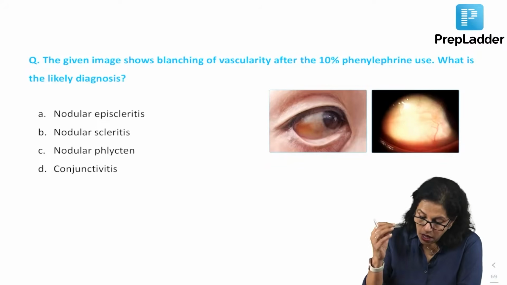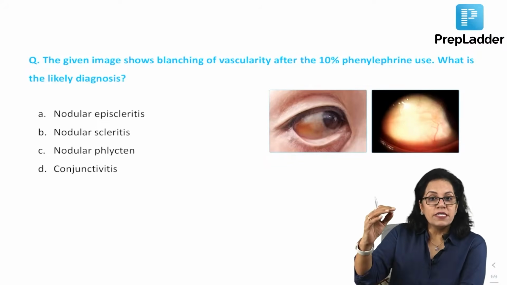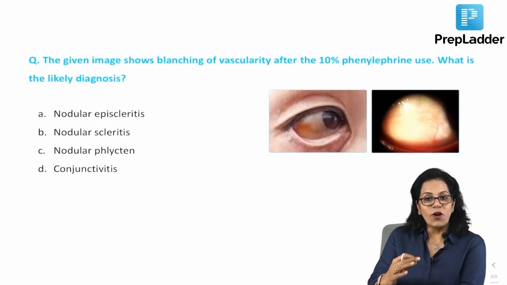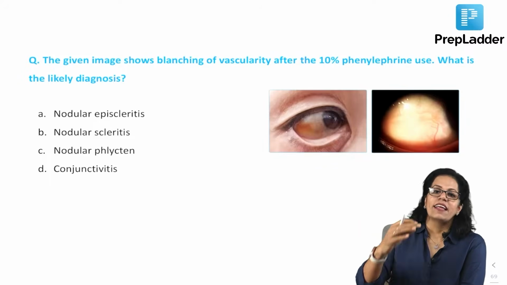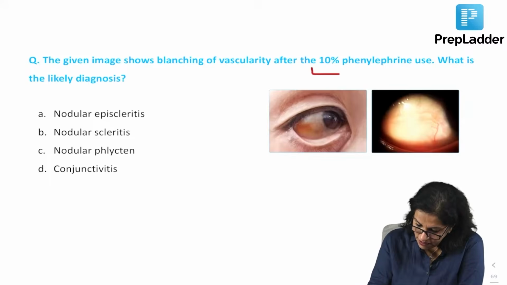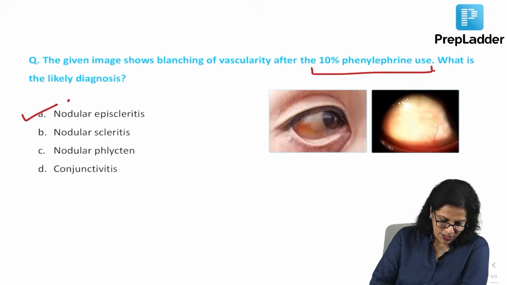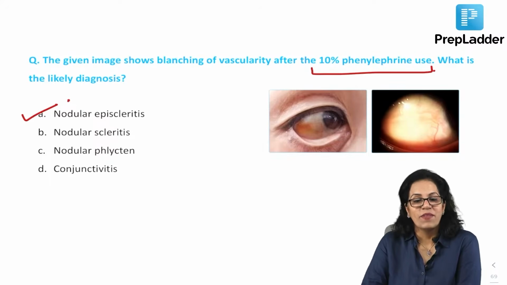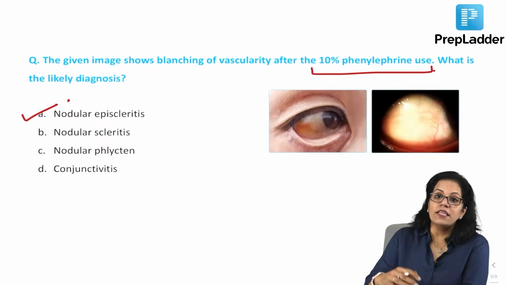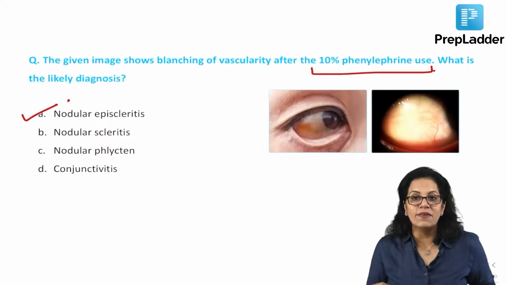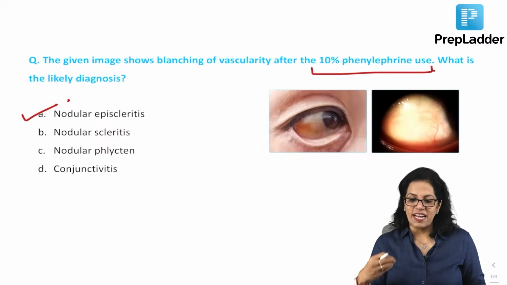Anyway, so how to differentiate? Give 1% phenylephrine. If it is blanching, it is phlyctenular. If it is not blanching, increase to 10%. After 10%, if it is blanching, it is nodular episcleritis. Yes, all of you, correct, Sejal. So, Shubhra, we have to answer A. And even then it doesn't blanch, that means the deep episcleral plexus is involved, and now our answer will be, what will be our answer?